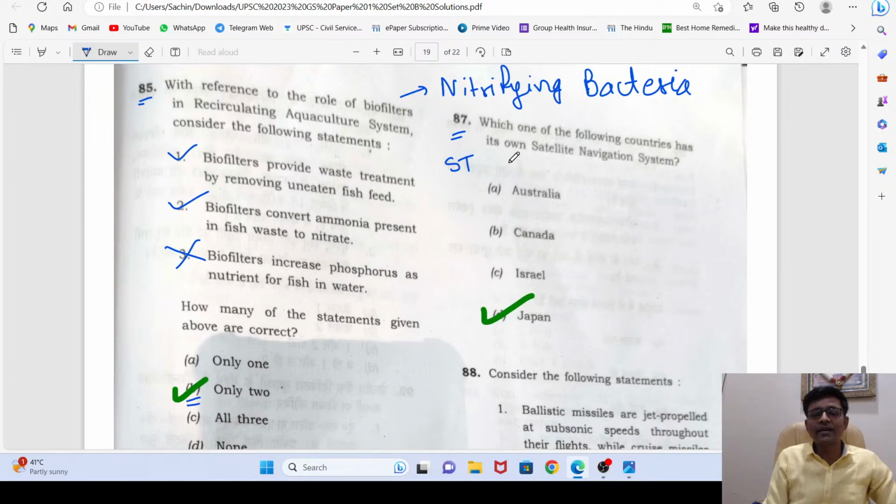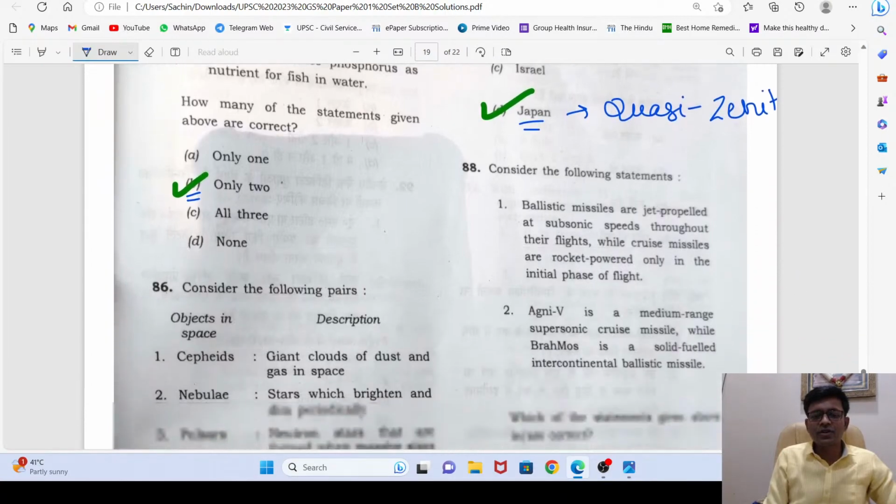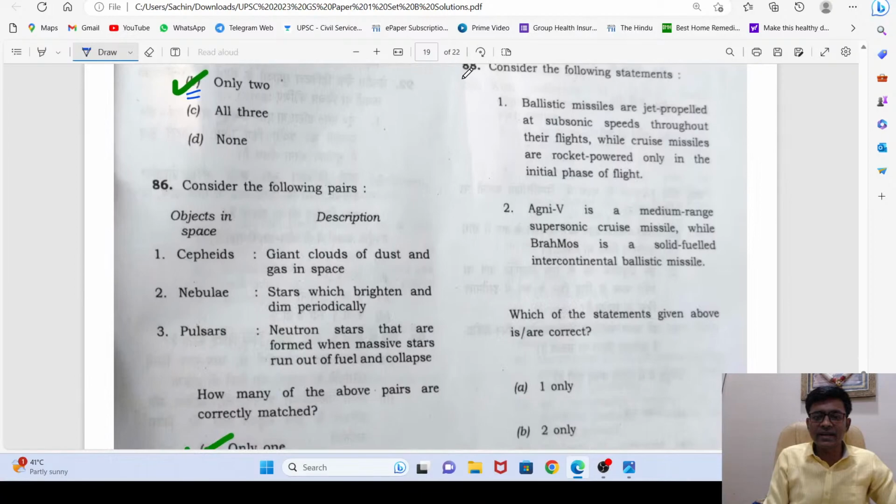Which one of the following countries has its own satellite navigation system? Japan. The name is Quasi Zenith. And I have discussed this in my science and technology classes. Okay. Then question number 88, pure from science and technology, discussed properly in science and tech classes of my offline.